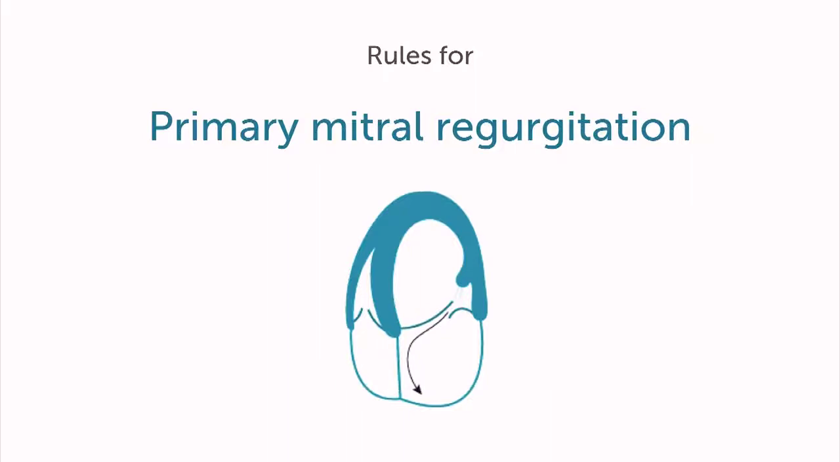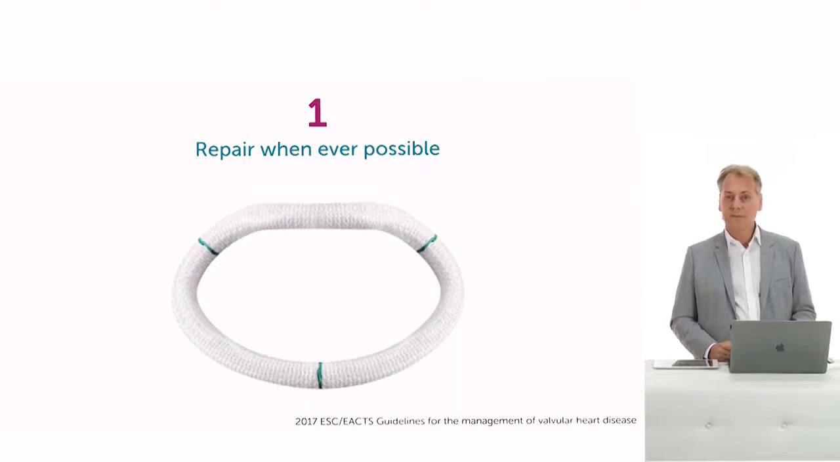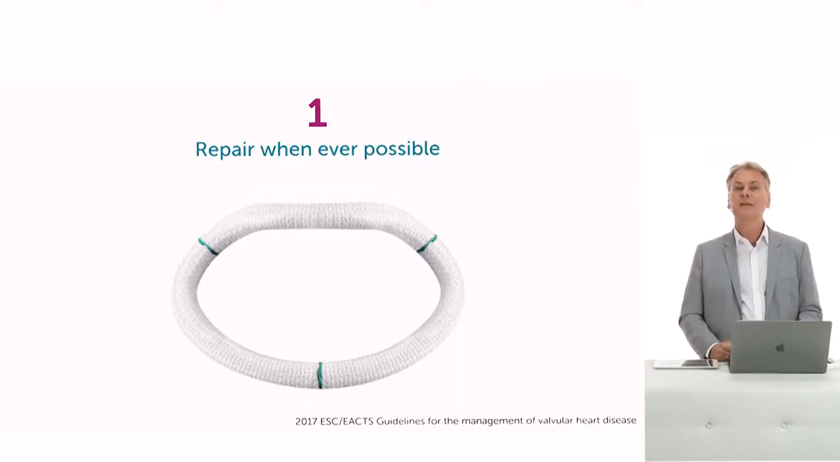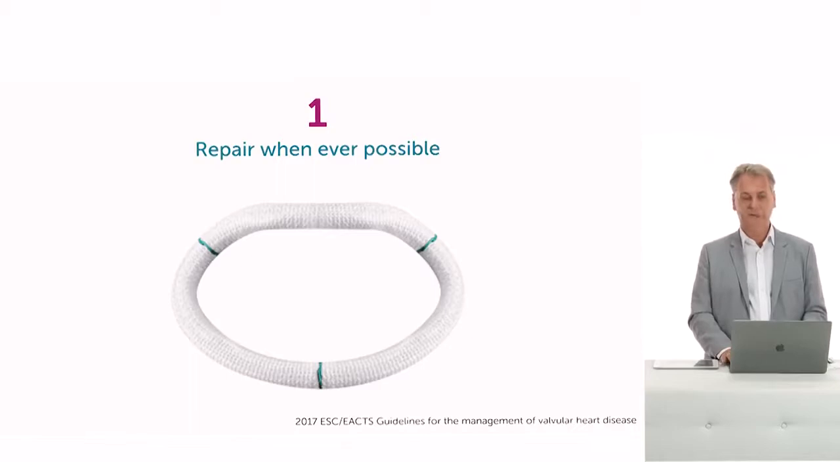Let's start with primary mitral regurgitation and see what the guidelines say. Here are some important rules that we can draw from the guidelines. Rule number 1, mitral valve repair should be the preferred form of mitral valve surgery.